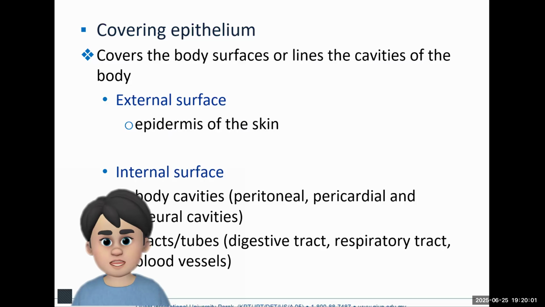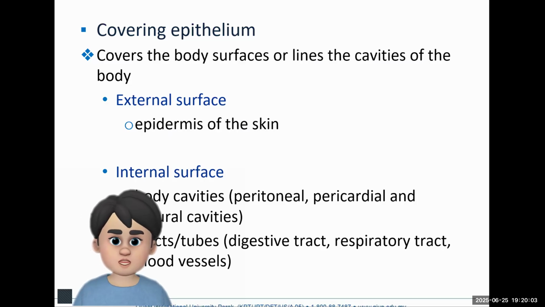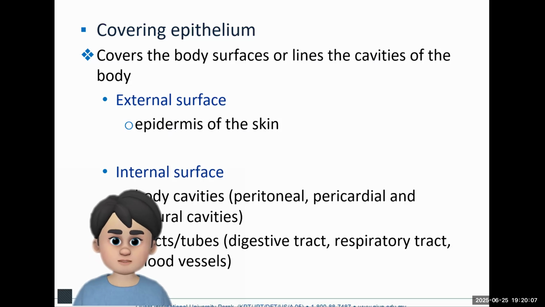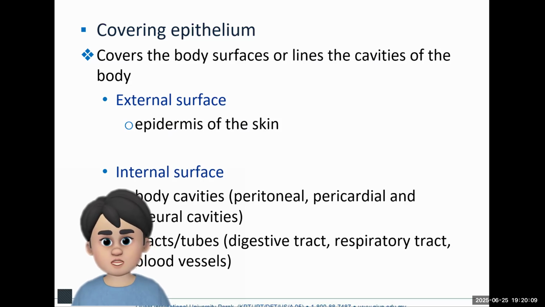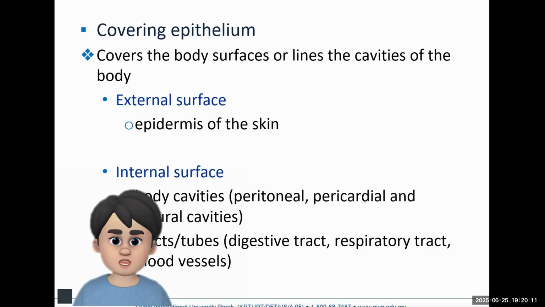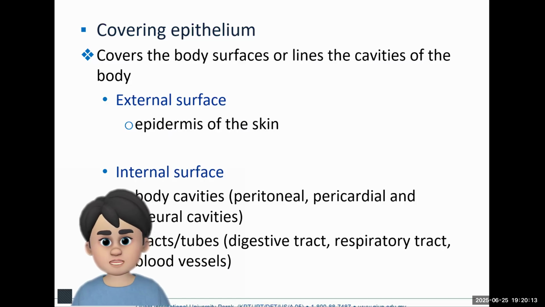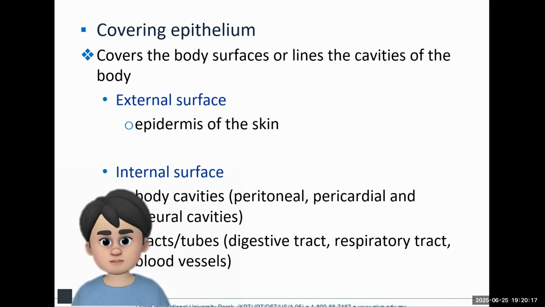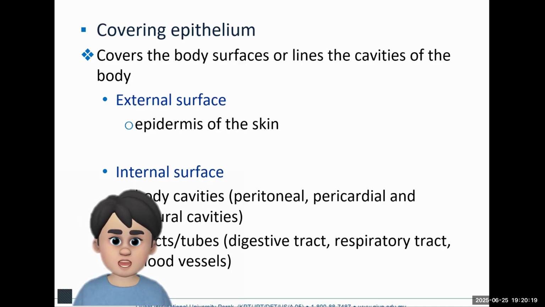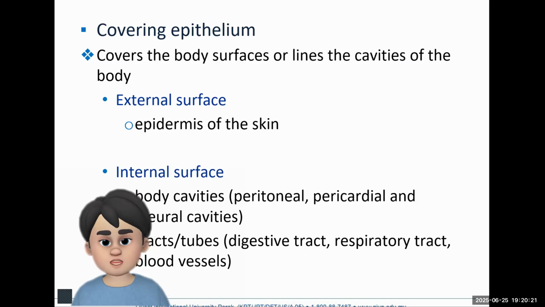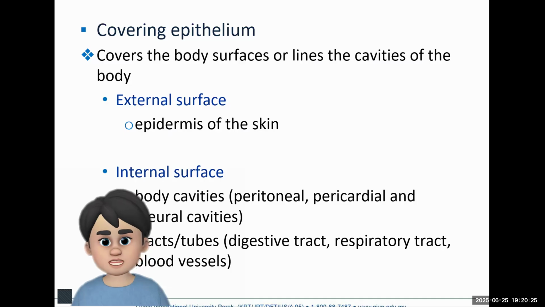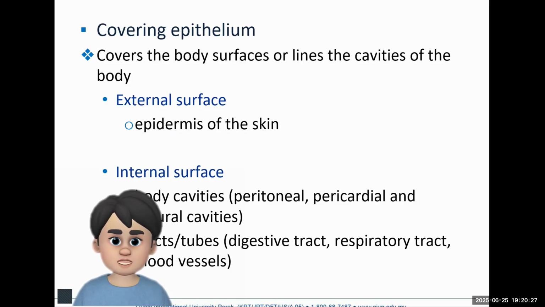I don't think they will ask what is the peritoneal cavity, but anyway, you have to know about the peritoneum and peritoneal cavity. The peritoneal cavity is the space in the abdomen that contains most of the abdominal organs. So that is the peritoneal cavity. Pericardial is related to the heart. Then pleura, then pleural cavity.